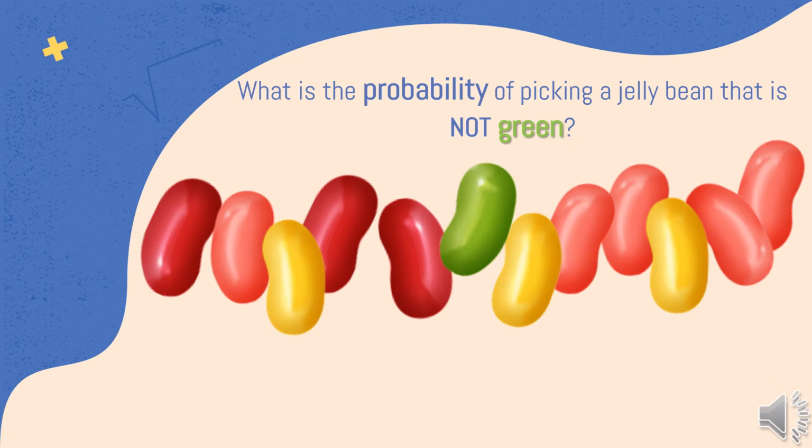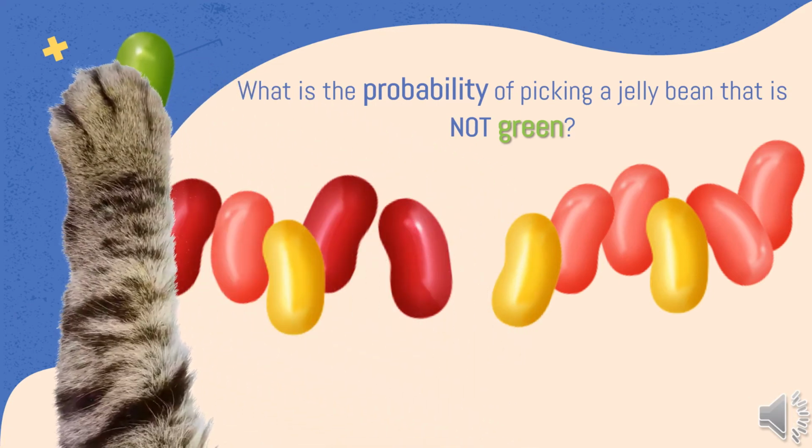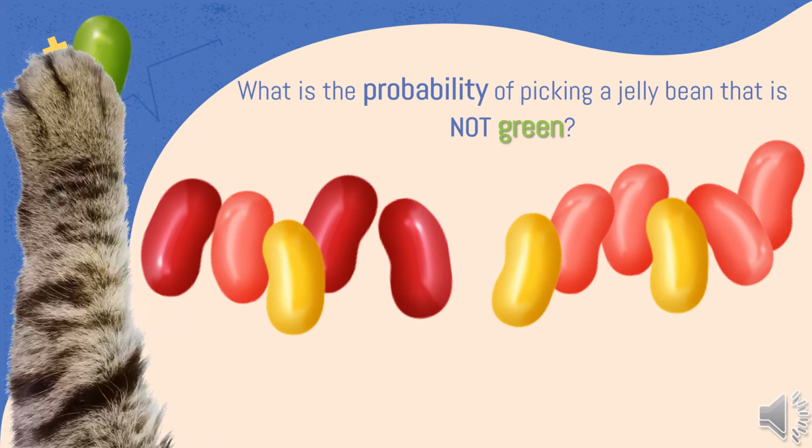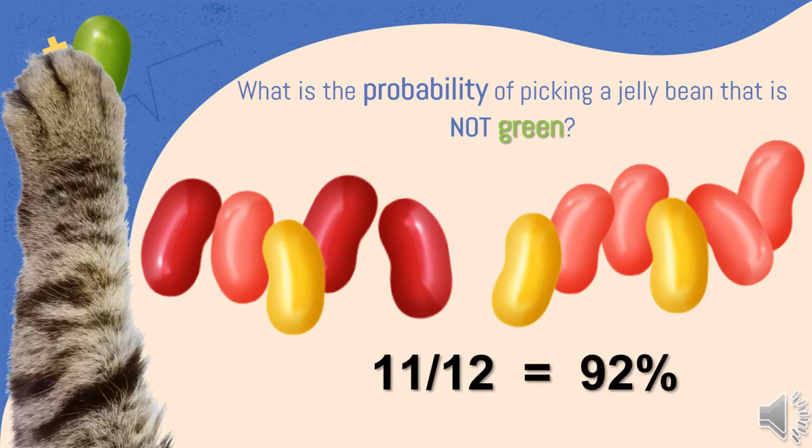This one is tricky. What is the probability of picking a jelly bean that is not green? Well, let's move this green one out of the way. And you still have left 11 jelly beans. So 11 over 12, that can't be reduced as a fraction. And as a percent, it comes out to about 92%. The probability that the jelly bean is not green is about 92%.